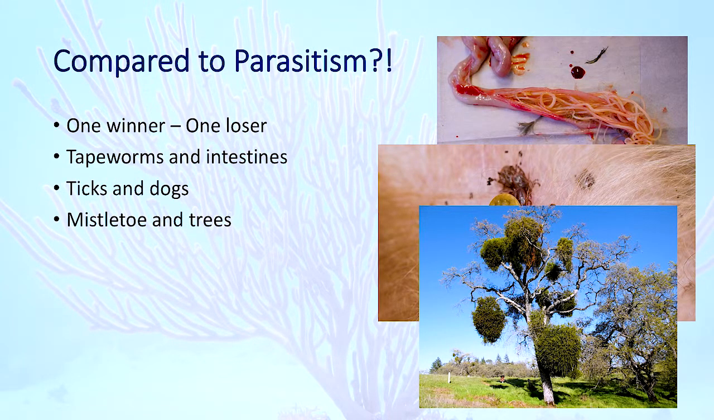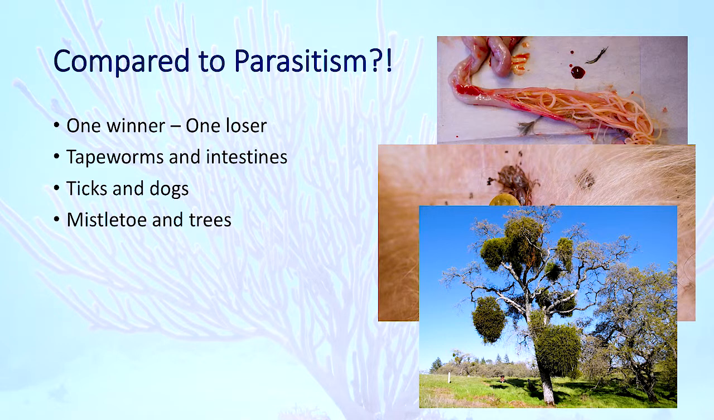So compared to this, we have parasitism, which is where you have a relationship where you have one winner and one loser. So examples of this are tapeworms and intestines. So this is actually the intestine of a pig, I believe. The pig is losing out, and of course the worms are getting all the nutrition.